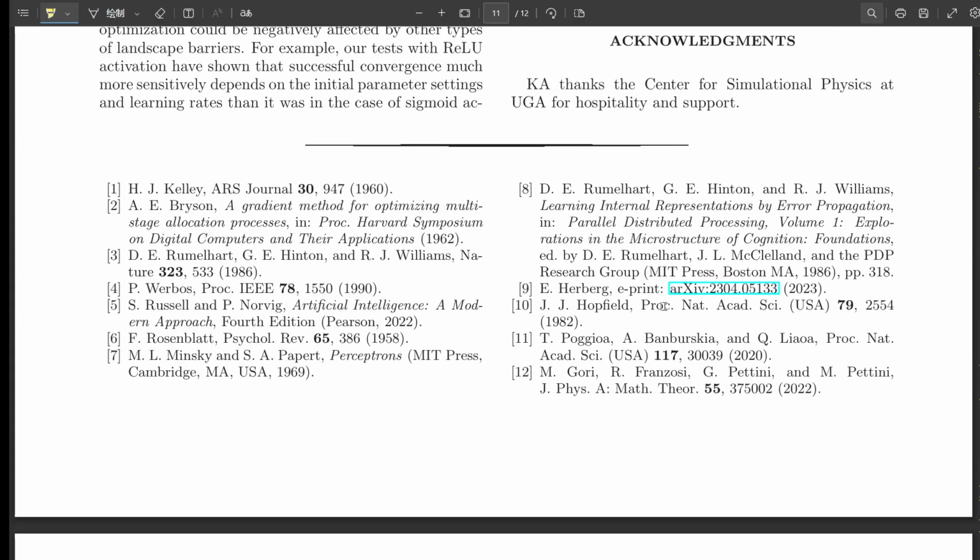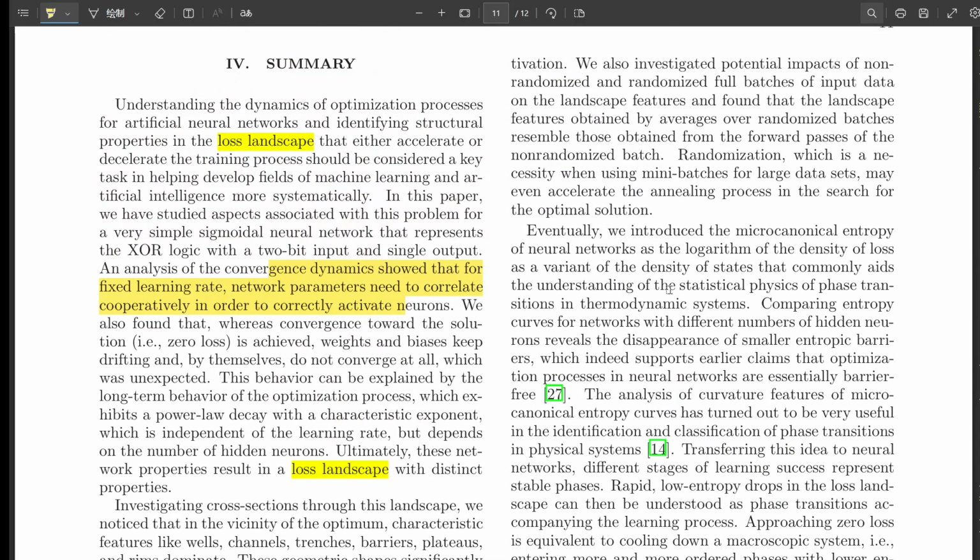Now, remember how we talked about using physics to understand how AI learns? This is where it gets super interesting. I'm ready. The researchers use this idea of microcanonical entropy, which is a measure of disorder or randomness, to analyze our tiny neural network. Hold on, entropy. Isn't that from thermodynamics, like the arrow of time and all that? Exactly. It's a concept from physics, but it turns out to be really relevant to AI too. Okay, I'm curious. How does entropy relate to a neural network learning XOR?